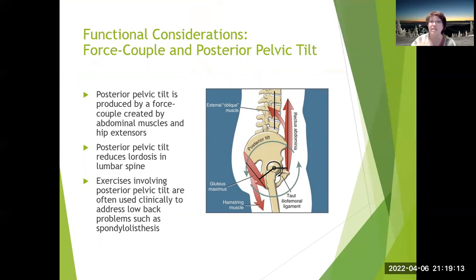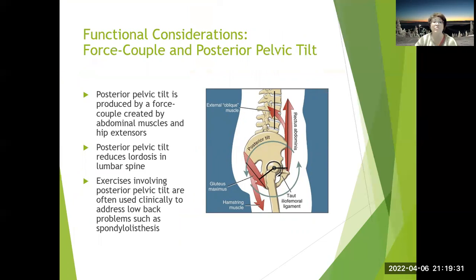So it's the opposite. The trunk flexors are pulling up on the anterior pelvis, and the hip extensors are pulling down on the posterior pelvis. Posterior pelvic tilt reduces lordosis in the lumbar spine. Anterior pelvic tilt increases lordosis in the lumbar spine.